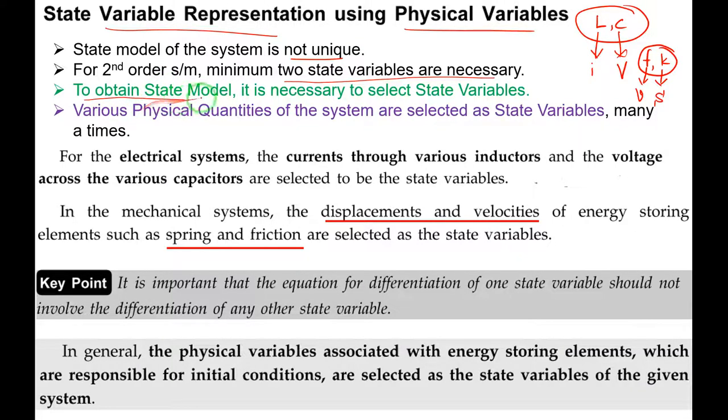So obtain the state model of the given electrical system. That is the question, for example. First, it is necessary to select the state variables, right? Then how to select the state variables? The various physical quantities of the system are selected as state variables. The physical quantities for electrical systems are inductors and capacitors, and the corresponding state variables are current and voltage, right?